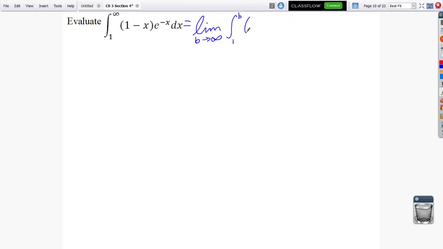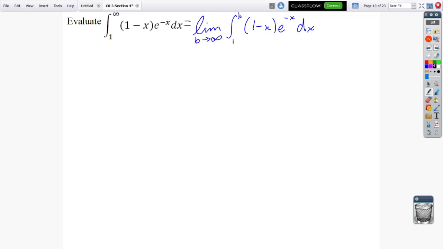Limit as b approaches infinity of the integral from 1 to b of 1 minus x e to the -x dx. Okay. Now this becomes difficult. This one, I look at my integral and I'm trying to figure out what the integral is, and I have no clue. So I have to look for more advanced techniques in order to evaluate this integral. From chapter, it was chapter 6, man, so long ago.